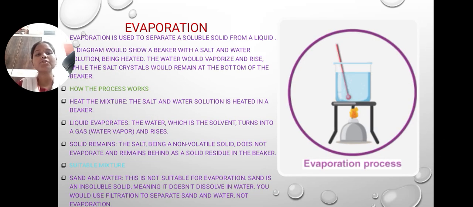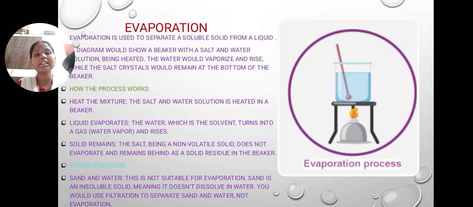Evaporation is used to separate a soluble solid from a liquid. This diagram shows a beaker with a salt and water solution. It is heated. When this is heated, the water vaporizes while the salt particles remain at the bottom of the beaker. How does this process take place?